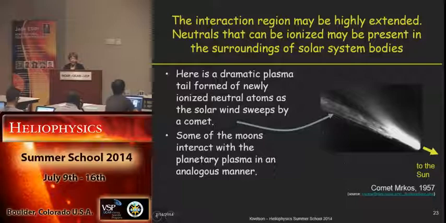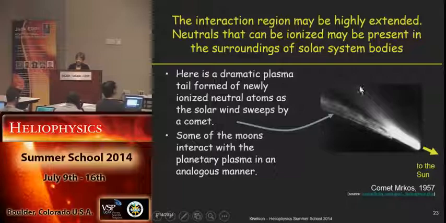So here's an image of a comet, and this is the direction toward the sun. And this tail is a dust tail. It lags the comet in its orbit. The comet is moving in this direction, the sun is in this direction, and this is the dust tail. It's lagging the comet in its orbit because neutral material moving farther and farther out is going with a slower and slower angular velocity.